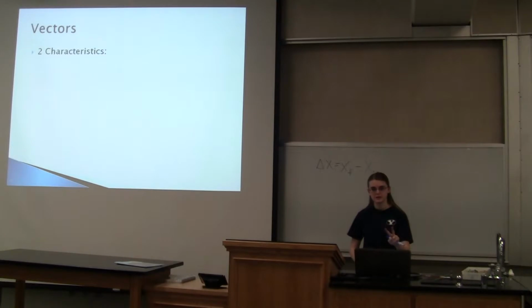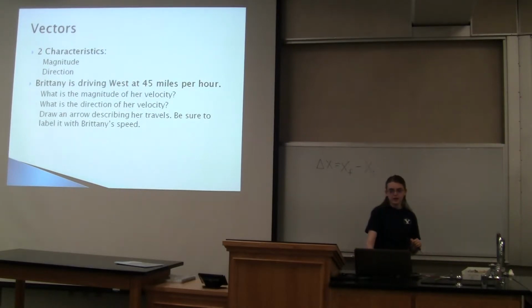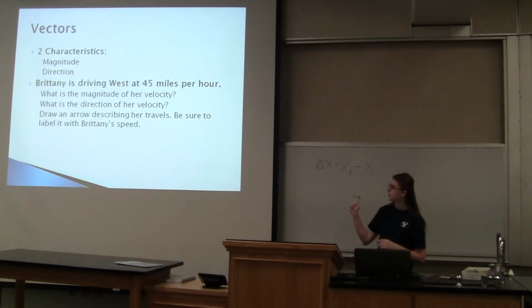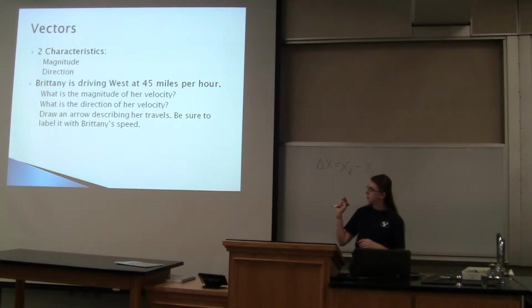Okay, so we're going to talk about vectors. Vectors have two characteristics. This is on your handout. Magnitude and direction. So magnitude, that's like my 45 miles an hour, and the direction. What direction am I traveling? Okay, so this is the problem on your handout. We're going to go ahead and work on it with your groups, and then we'll come together and discuss what we found. So Brittany is driving west at 45 miles per hour. What's her velocity? What's the magnitude? What's the direction? And then draw a little arrow for what that is.